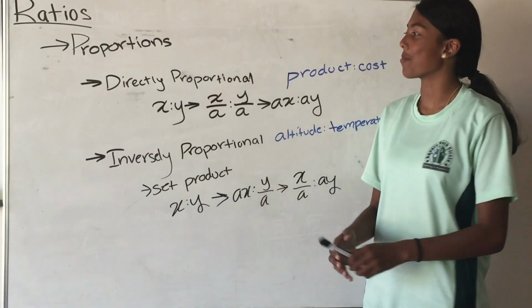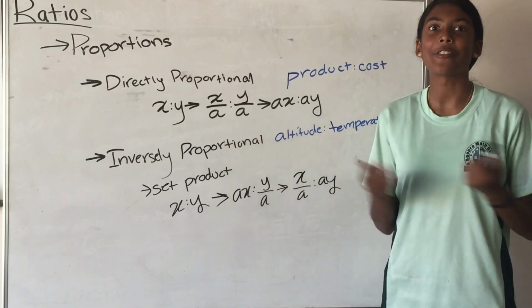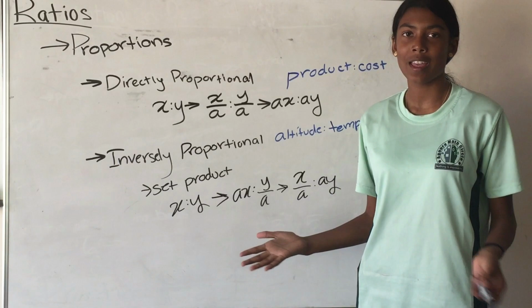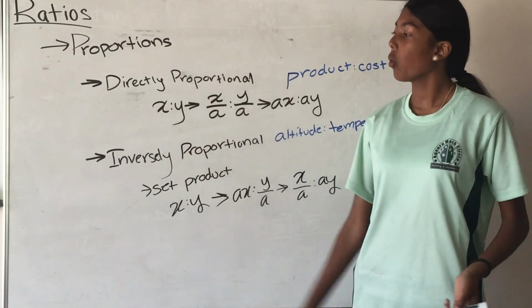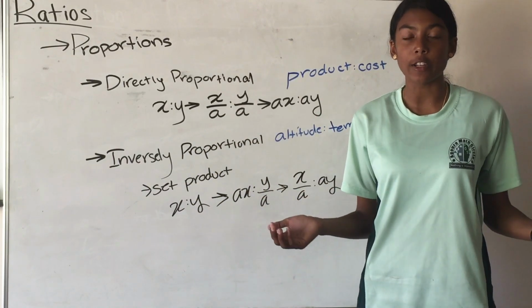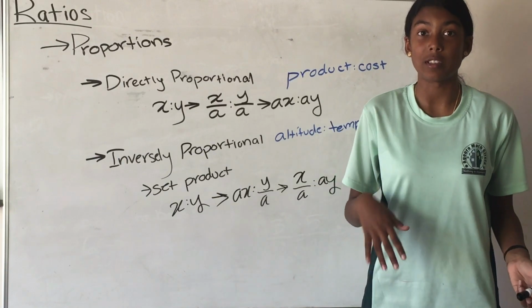Now there are two types of proportions. There's directly and inversely. So let's start with directly. If we were to have the ratio x to y, then we either divide everything by the same number or multiply everything by the same number. As in, if one increases, so does the other. And if one decreases, so does the other.